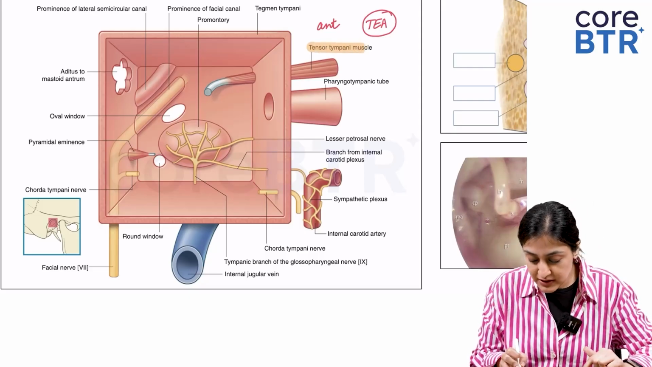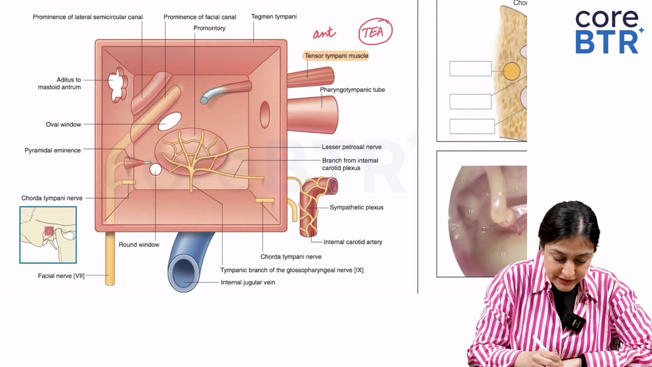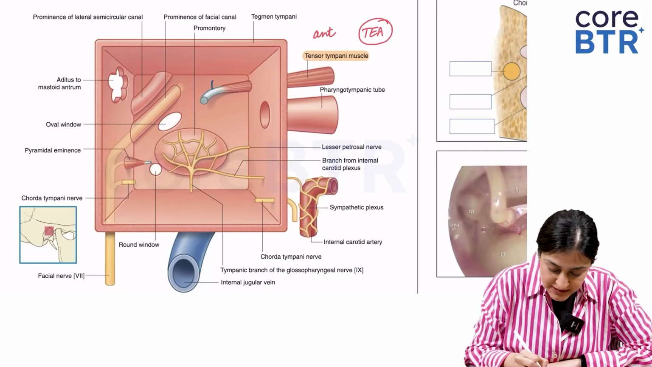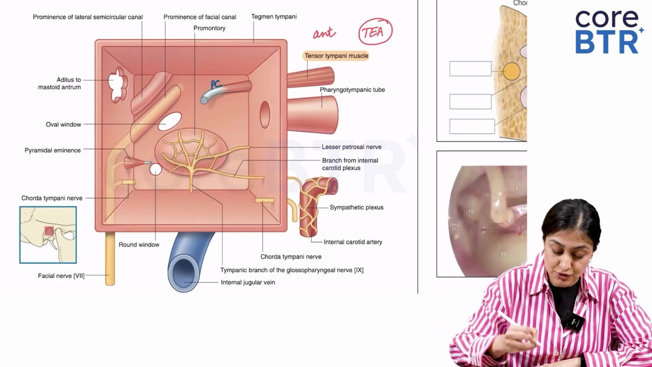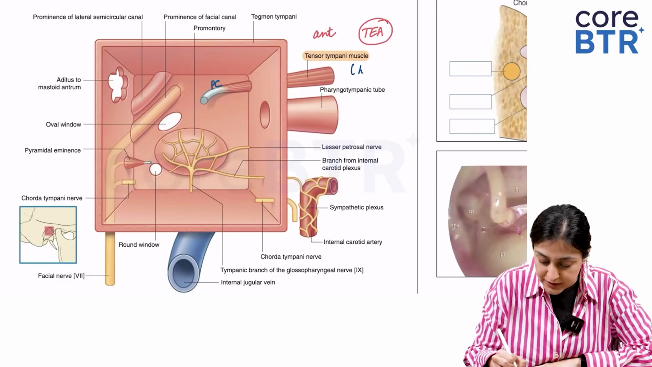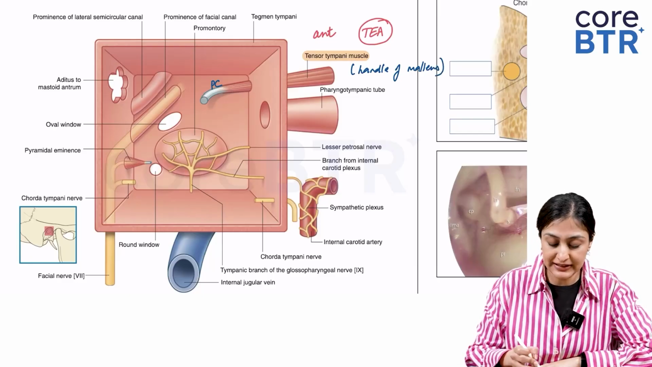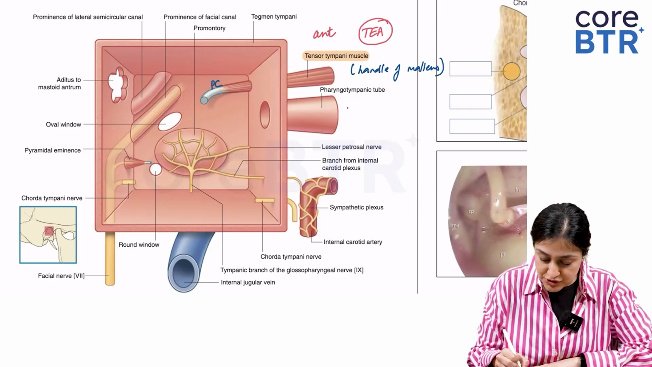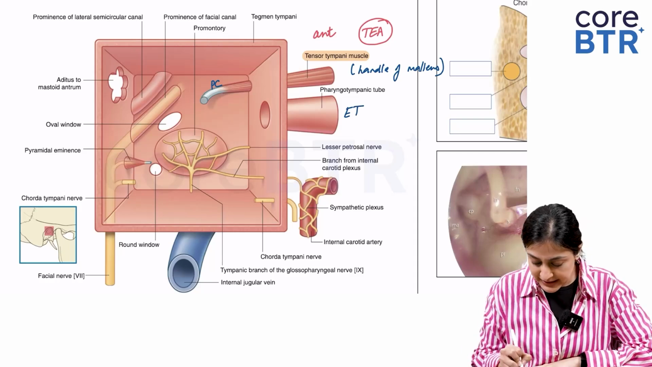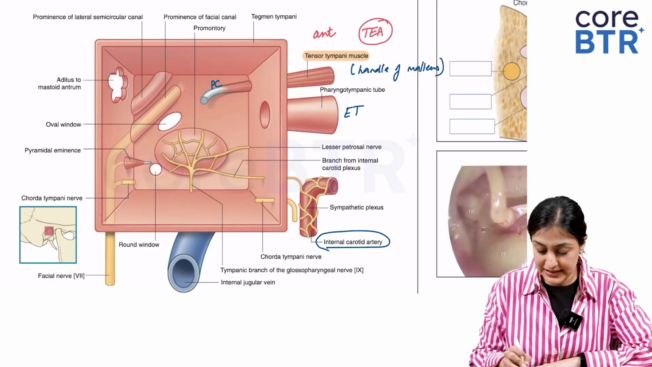We have the tensor tympani muscle, which is passing through the anterior wall, and you can see here it forms this processus cochleariformis. This tensor tympani is going to go and attach to the handle of malleus that we saw through the tympanic membrane, remember? So on the medial wall, there is a processus cochleariformis. E is the eustachian tube and A is the internal carotid artery. So T structures are anterior.